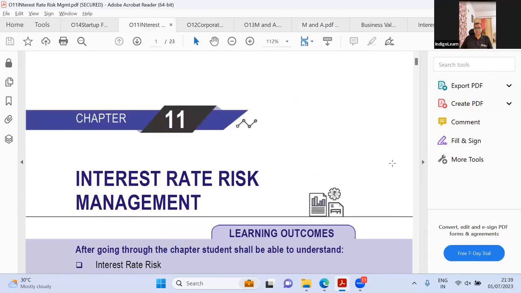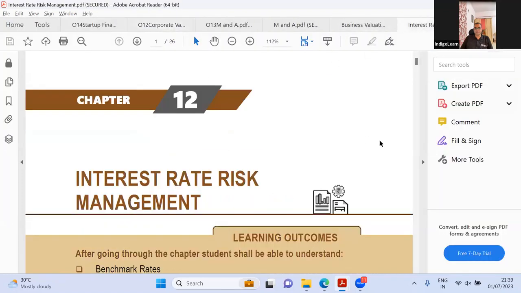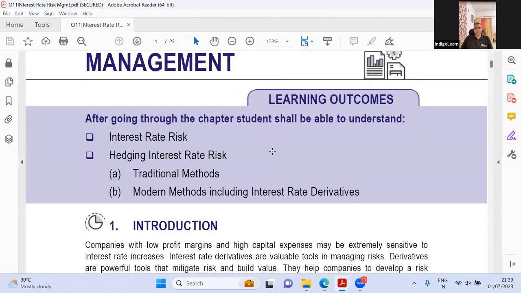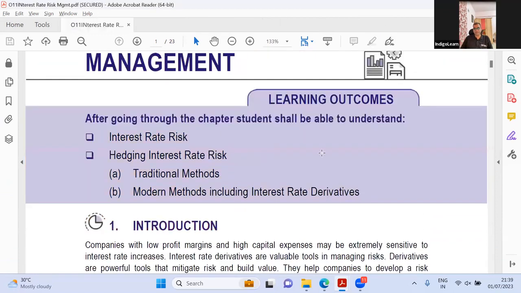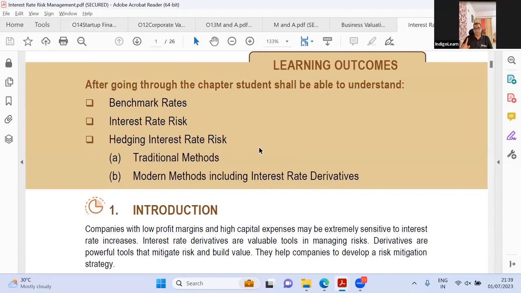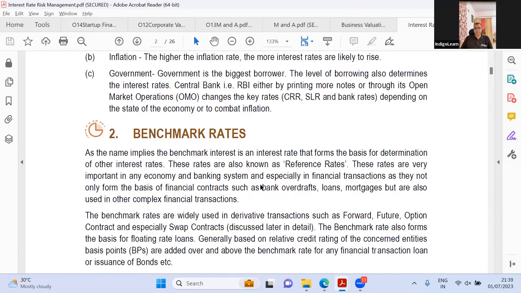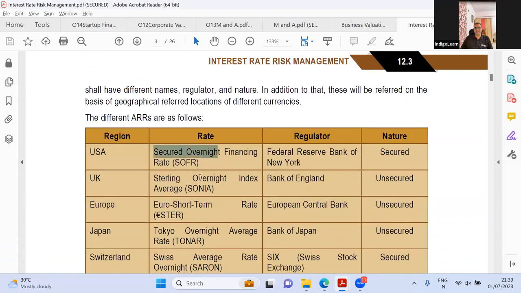Now let us come to interest rate risk management. As per the old syllabus, it is chapter 11, 23 pages. And in this new syllabus, it is chapter 12, 26 pages. So only 3 pages increase. What have they done? Interest rate hedging, traditional methods, modern methods, benchmark rate. So here, guys, if you remember, I was telling you that LIBOR is no longer relevant, and we have some new terms in addition to LIBOR. So SOFR and other stuff. I was telling you, SOFR and SONIA. That was not there in the earlier syllabus. It is there in the new syllabus.